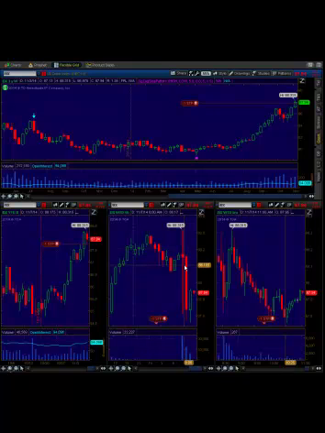Then the next bar, we continued. We took out the low of the previous bar here. We spiked down, closed lower, and then reversed in the third hour. And that's where we are now in the U.S. dollar.